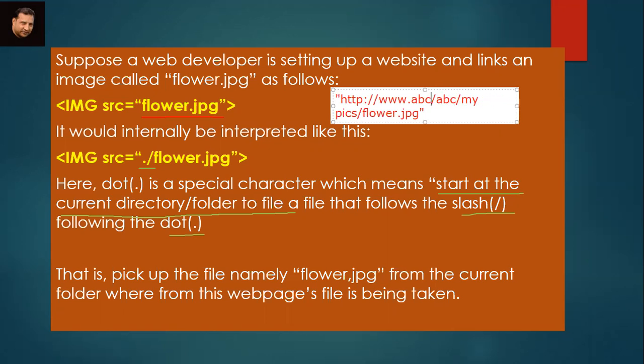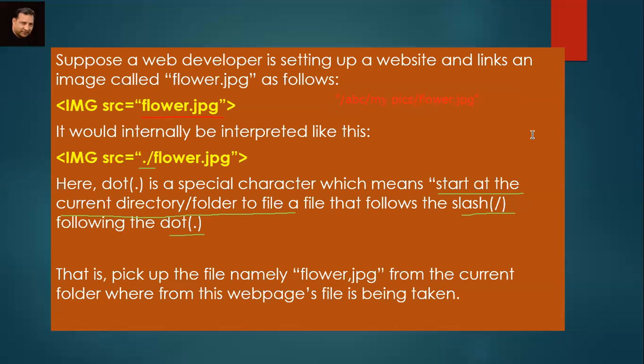तो इफ डोमेन नेम इज मिसिंग, इसको अगर हम हटा देते हैं, इट मींस इट बिकम्स रिलेटिव यूआरएल। इसका मतलब जिसमें हम ऑलरेडी काम कर रहे हैं उसी के अंदर ये फाइल है। सो दिस इज योर लास्ट टॉपिक, दैट इज: Pick up the file, namely flower.jpg from the current folder where this web page file is being taken.